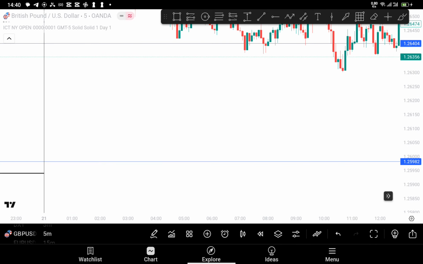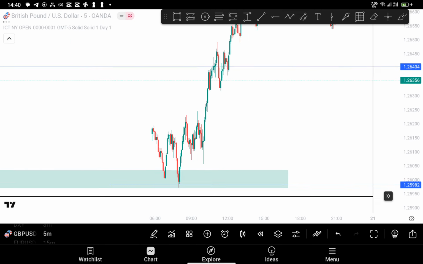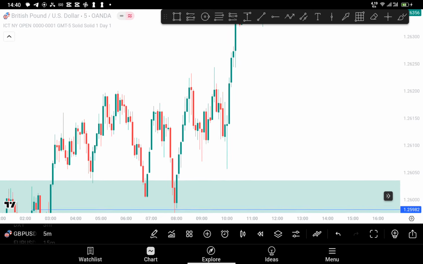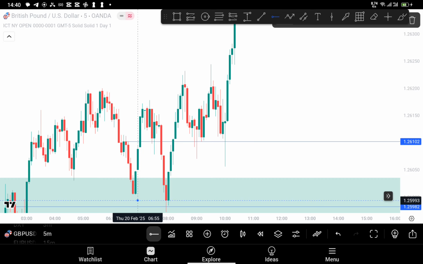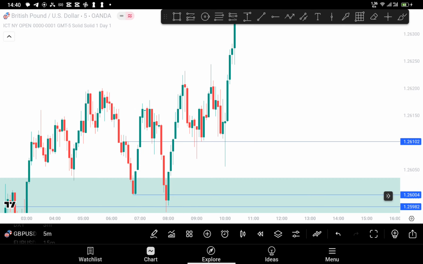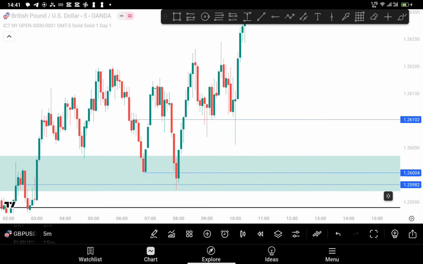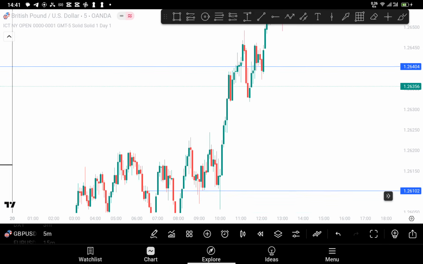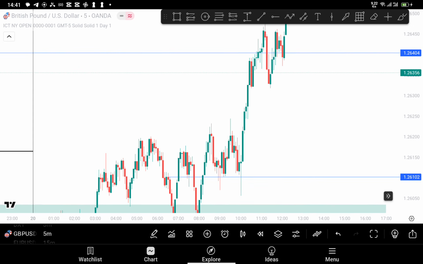My stop loss on this one was actually too tight, and price took me out. Not necessarily too tight, but I entered here, and then my stop loss here. Market came and took me out, collected liquidity once more, and then took off, never came back. Okay, so I accept that loss. I'm learning from it.